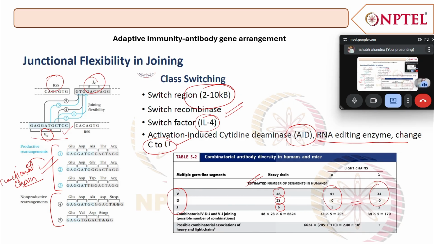Okay, so when we multiply these, for the heavy chain we have around 6,000 combinations from the VDJ recombination, and for the kappa chain we have 205, and for the lambda we have 170 combinations. Okay, so the possible combinations between these three combined will be near 10 to the power 6, that is 2 million. Okay, so that's how the antibody diversity is generated.